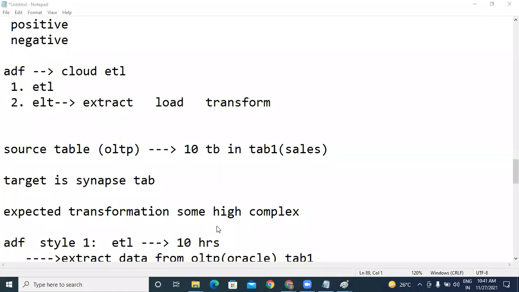When to use what? When to use ETL, when to use ELT. Already I explained 3 scenarios. Now the answer should be from you. Please.